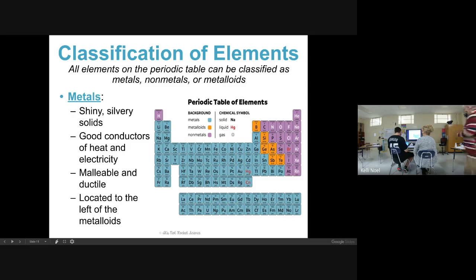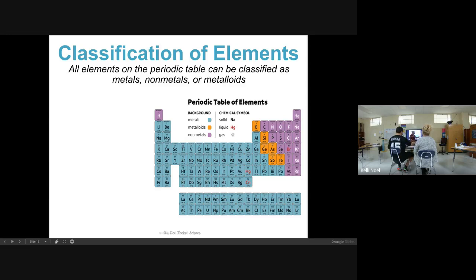Now you're going to see up here, whoever created this particular image chose not to include Po and At. So it depends on the periodic table whether they include that or not. Just know that the zigzag line goes like this, and if an element sits on it or touches it, except for aluminum, it's a metalloid.